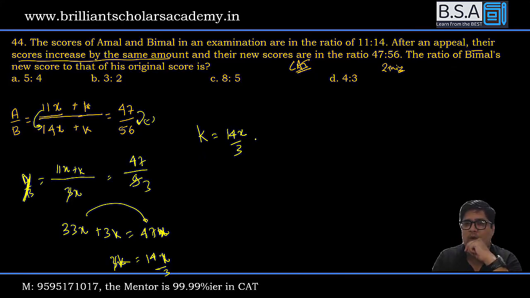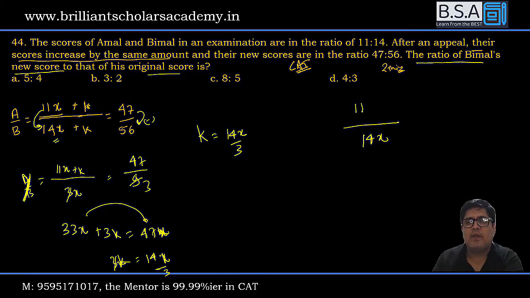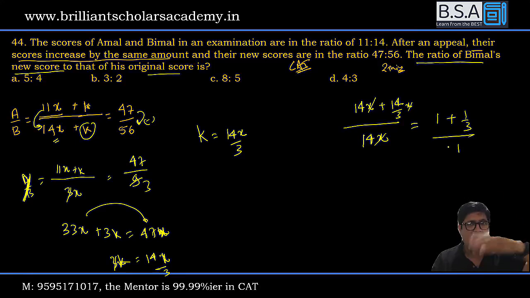Now what exactly is the question? What is the ratio of Bimal's new score to the original score? His original score was 14x. What is his new score? His new score is 14x plus k. How much is k? 14x by 3. So what is common in every part? X is common, cancel it out. What else is common? 14. Cancel out 14, so you'll end up with 1 plus 1 by 3 upon 1. So when you solve it, your answer is this.